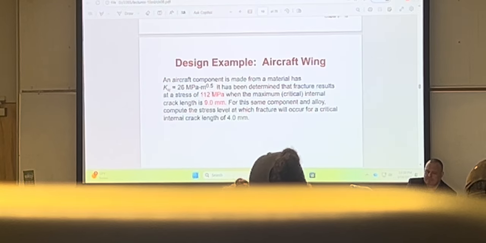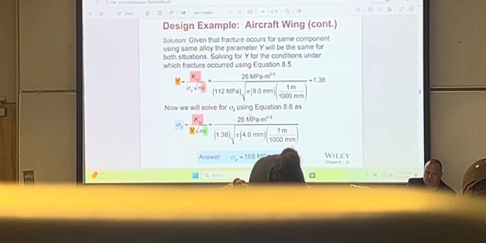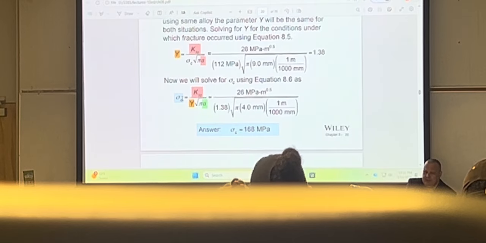Right? Okay. So the first step is to determine this geometrical factor, because it can be important sometimes. And we reverse this to solve for this Y, and we get 1.38. So now what we do is we plug this back in here, and we get 168 megapascals. This geometrical factor depends on how the crack is loaded.